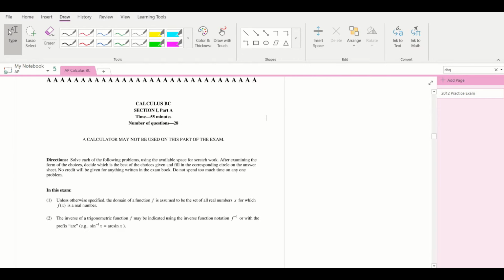And the most time I would recommend spending on any problem is 4 to 5 minutes because it's a multiple choice test. So if you spend more than that, just skip it, finish the rest of the test, and then go back to it. It's just some pretty basic test taking strategies. So now let's get started.